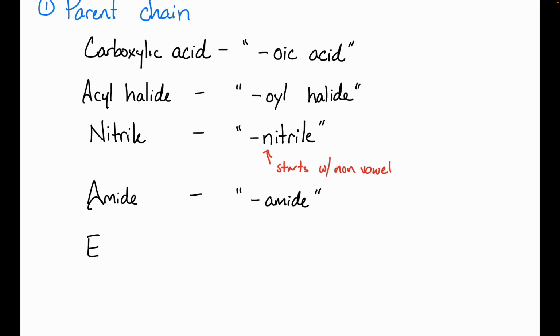And then lastly, our esters are going to have two parts to it. You're going to have some sort of an alkyl group plus the parent chain, and that has the ending oate. And we're not going to worry about our acid anhydrides. They're actually pretty easy if they're symmetric, and a huge pain in the butt if they're not. So we're just going to gloss over those.